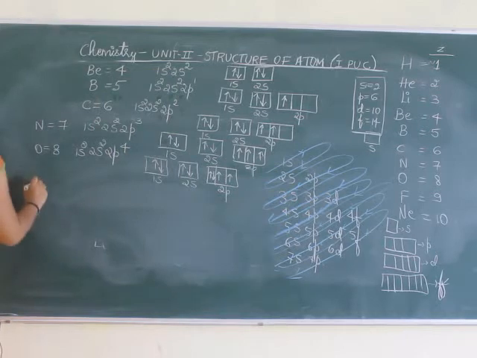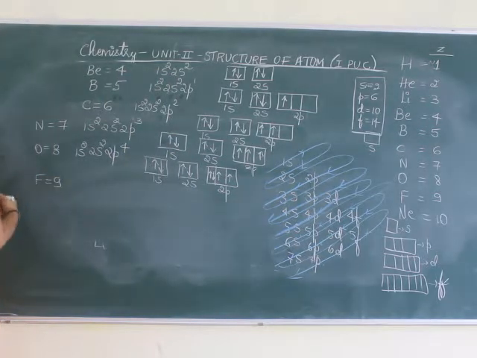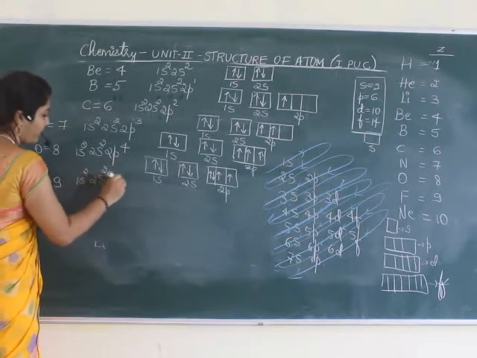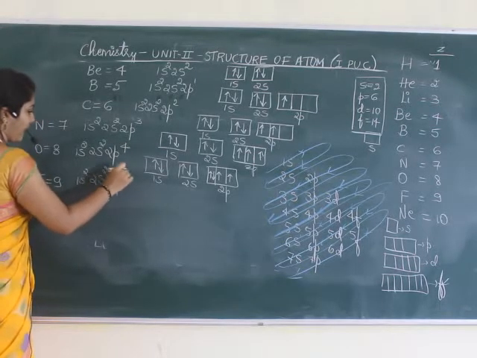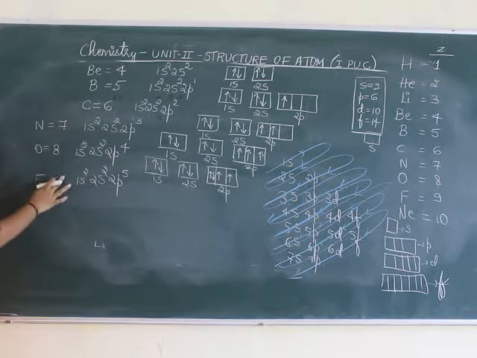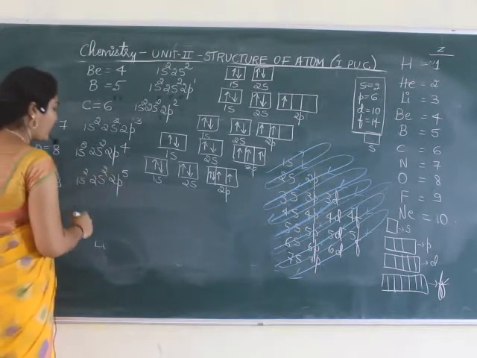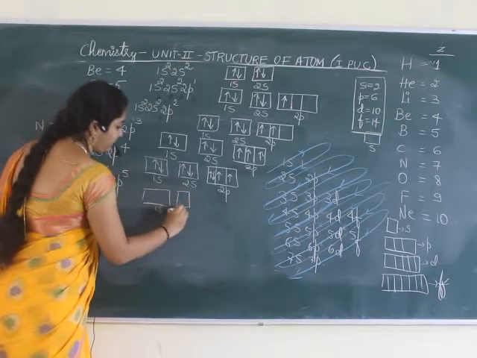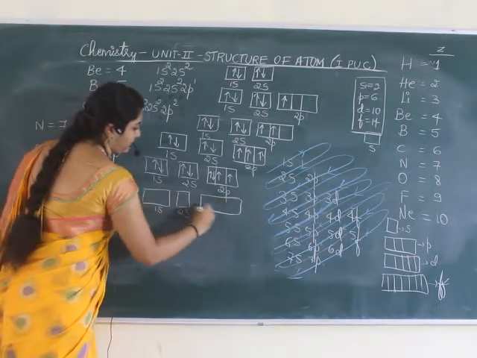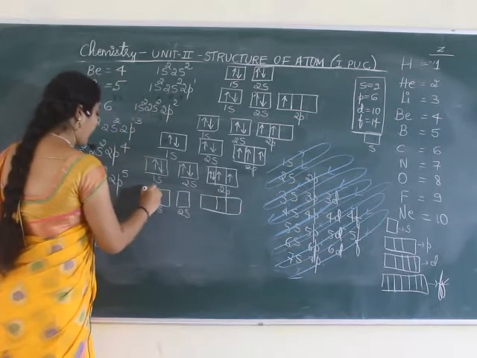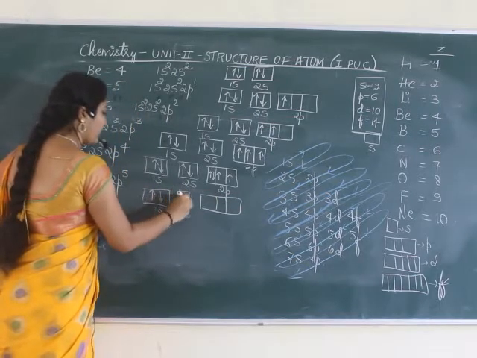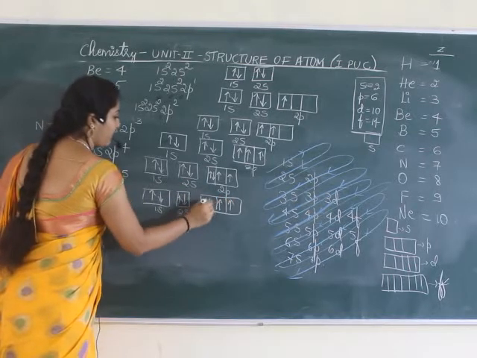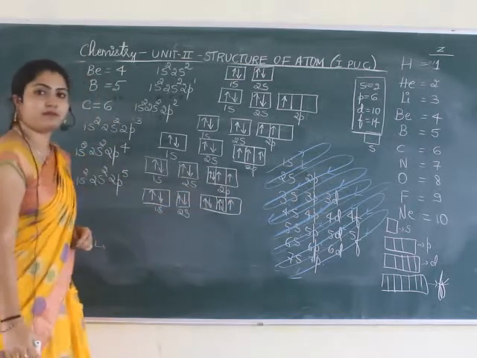Now oxygen is done. Fluorine, 9. 1s2, 2s2, 2p, 4 plus 1, 5, isn't it? 8 plus 1 electron extra. So 1 electron in 2p, 5 it occupies. 1s2, 2s2, 2p5. So 1, 2, 3, 4, 5. Clear?